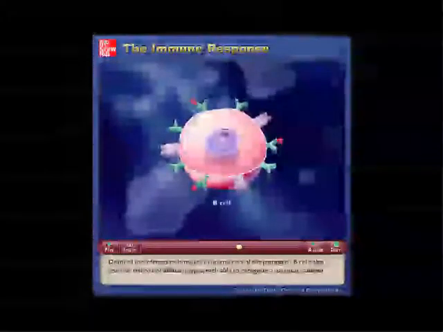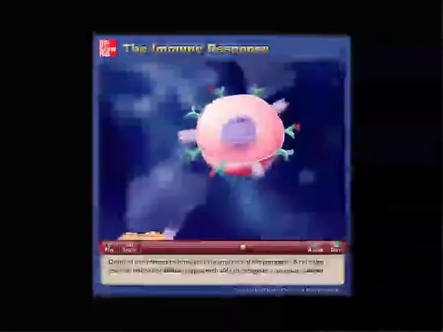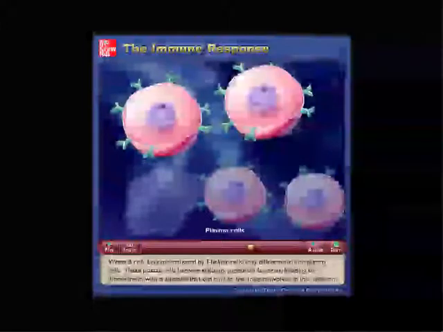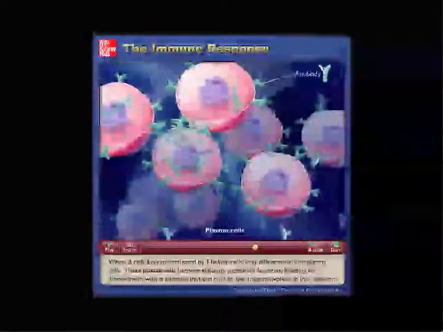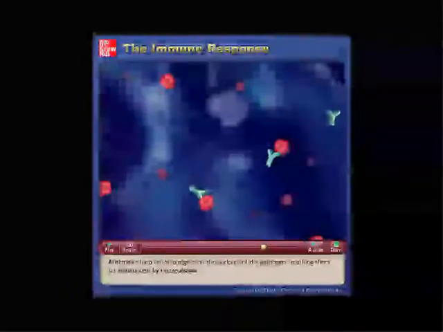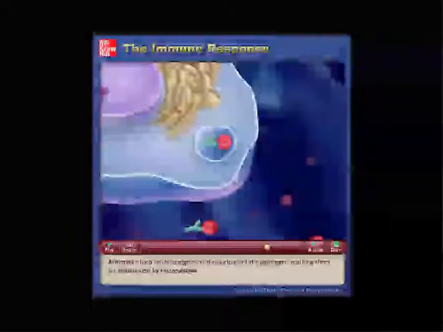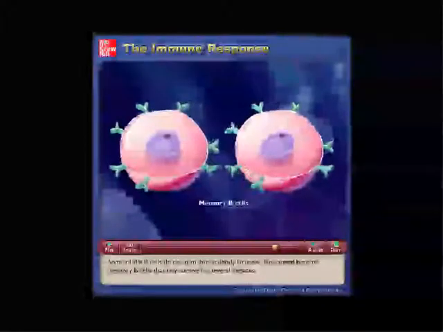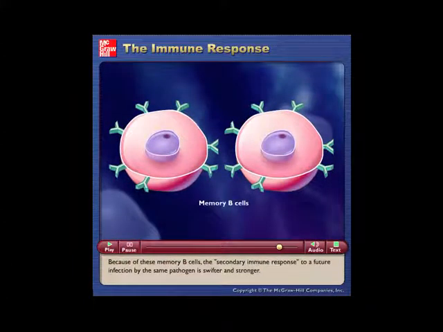B cells also come in millions of different types, each able to recognize a particular antigen. When B cells become activated by T helper cells, they differentiate into plasma cells. These plasma cells become antibody-producing factories, flooding the bloodstream with antibodies that can bind to the antigen involved in this infection. Antibodies bind to the antigens on the surfaces of the pathogens, marking them for destruction by macrophages. Some of the B cells do not turn into antibody factories, but instead become memory B cells that may survive for several decades. Because of these memory B cells, the secondary immune response to a future infection by the same pathogen is swifter and stronger. This powerful secondary immune response is what gives immunity to some diseases after you have had them once or after you have been vaccinated.